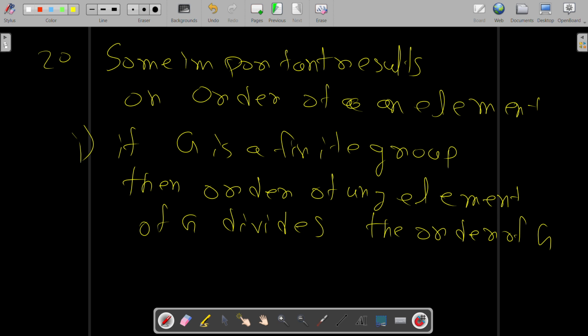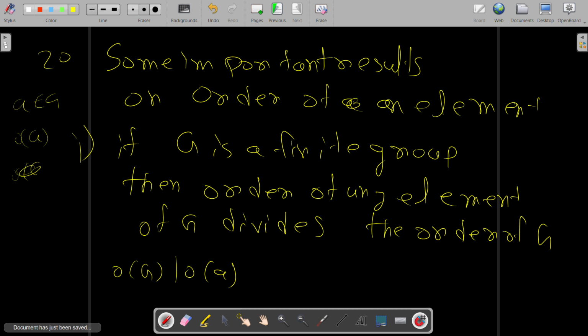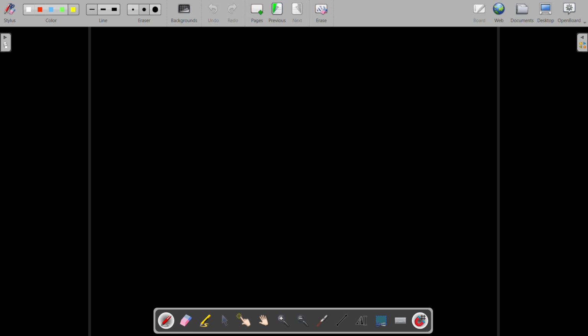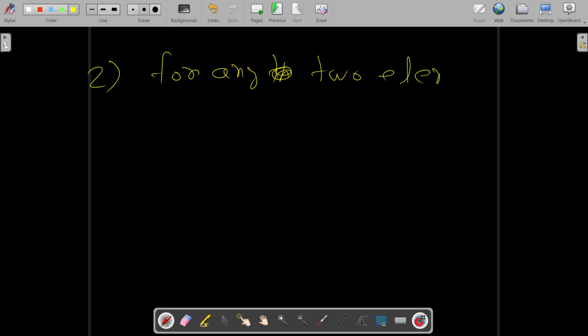the order of any element of the group. So a belongs to some arbitrary element of G. The order of a will divide the order of G. Basically, if we want to write this mathematically, it is shown like this: the order of a divides the order of G. Next thing is the order of conjugate elements are the same, i.e. for any two elements a, x belongs to G, order of a is equal to order of x inverse a x.